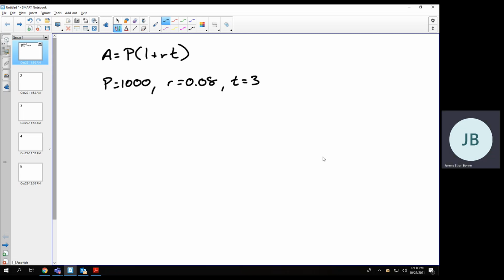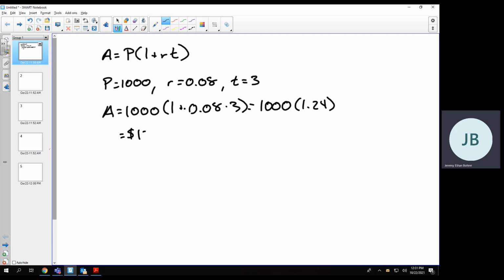We just plug this information in and we get A equals 1,000 times 1 plus 0.08 times 3, or 1,000 times 1.24, and we do that multiplication and get a total of $1,240.